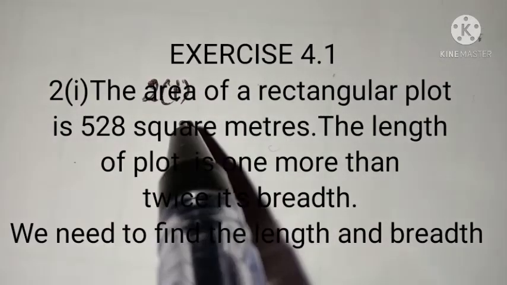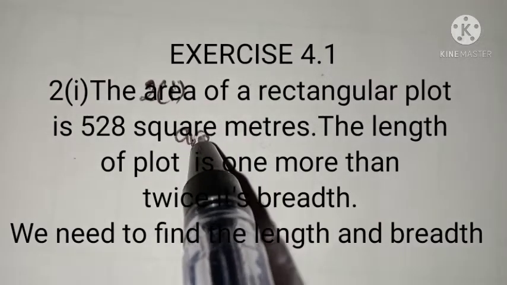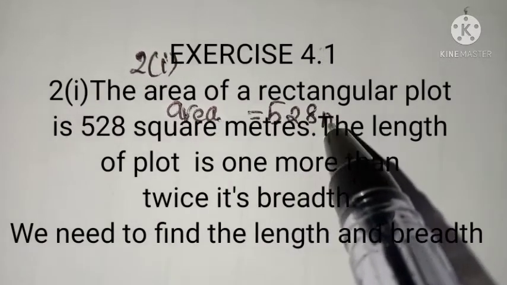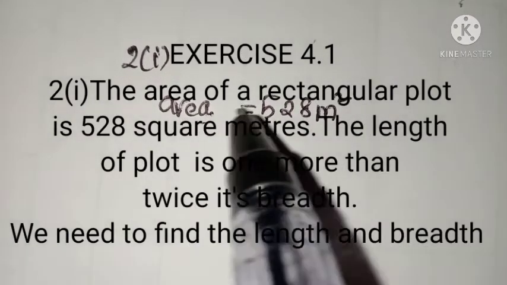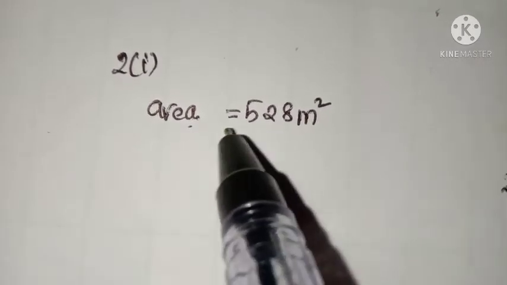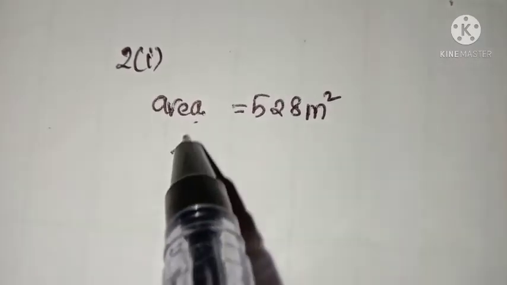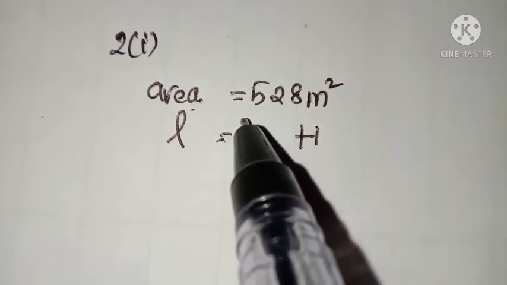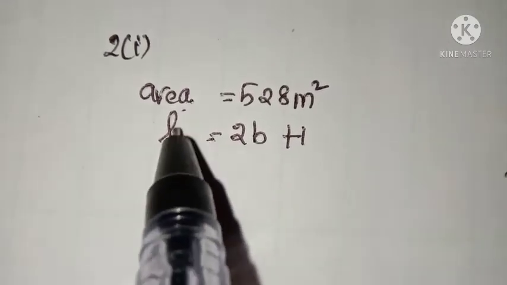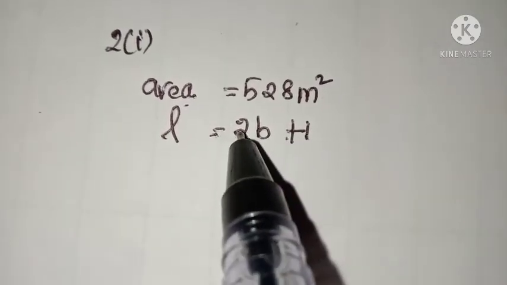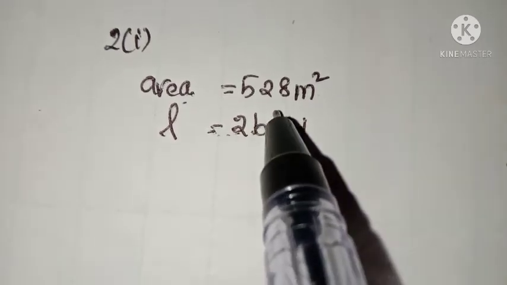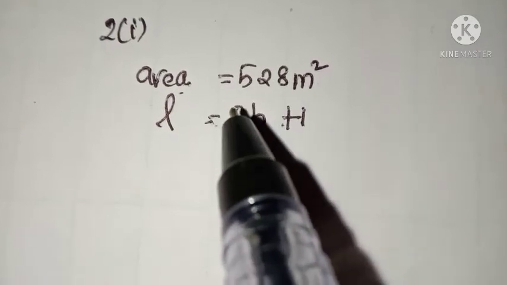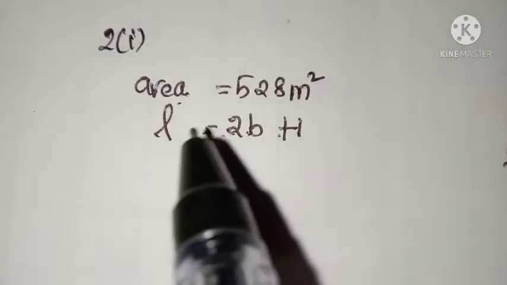Listen children, in the question it is given that the area of a rectangular plot is 528 meters square. And also given that the length of the plot is 1 more than twice its breadth. This is the given situation. Our question is we have to represent this situation in the form of a quadratic equation.